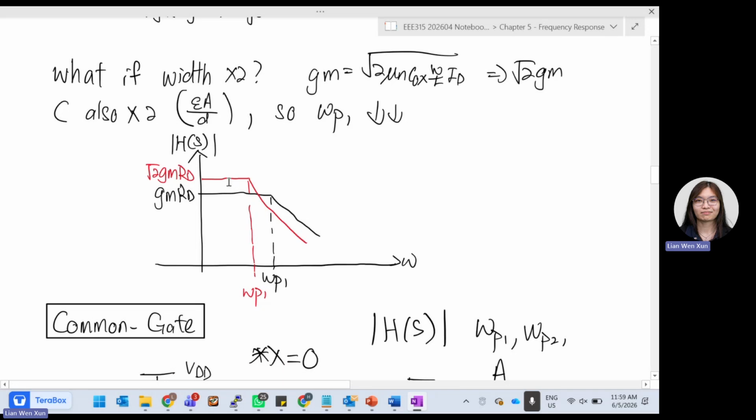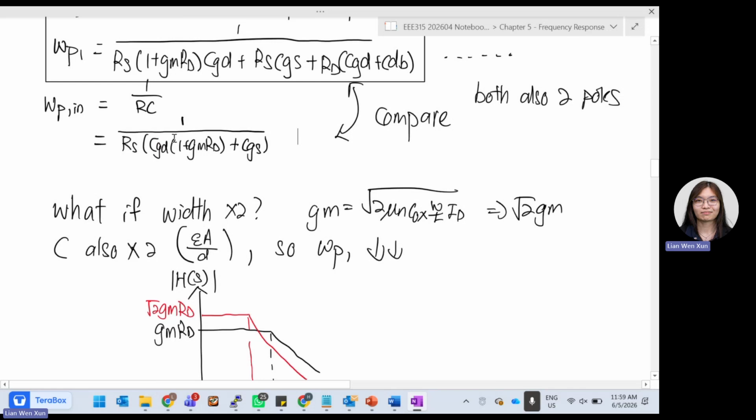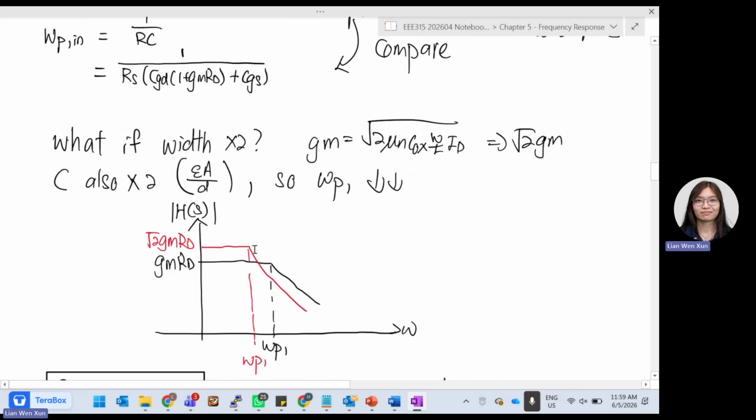But what exactly is your gm? gm in first class we derived to be the square root of 2 mu n Cox W over L ID. What if I make my width times 2? Then it becomes 2W, and your gm will be square root of 2 times gm. So square root of 2 gm is more than gm, so it will go up a little bit. But if your gm goes up a little bit, then you realize that 1 over something goes down a little bit. That's why your omega P1 goes down a little bit.